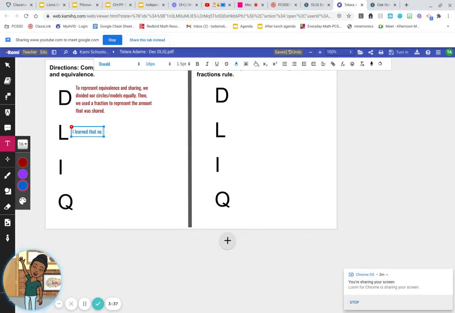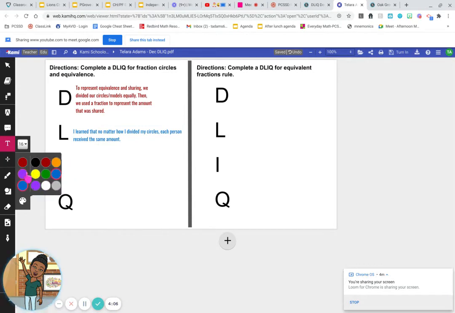I learned that no matter how I divided my circles, each person, because we use people in our example, received the same amount. It didn't matter how we divided the circles. They always received the same amount at the end. They filled the same amount in their cup.